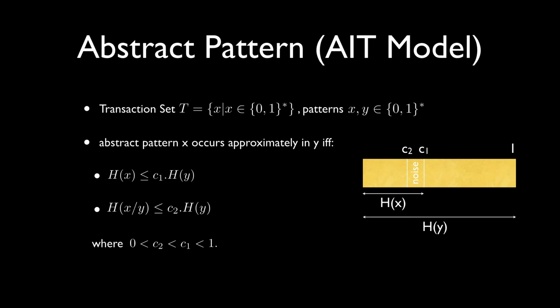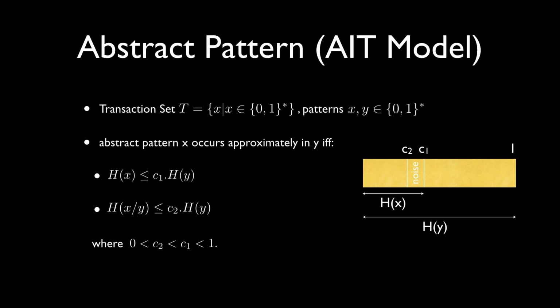A transaction set T is again a database of bitstrings, and patterns X and Y are also bitstrings. An abstract pattern X occurs approximately in Y if and only if the algorithmic complexity of X is sufficiently reduced with respect to that of Y, and the conditional algorithmic complexity of X given Y is sufficiently small with respect to that of Y. Here, C1 and C2 are between 0 and 1, and C2 is smaller than C1. The figure explains what this means.